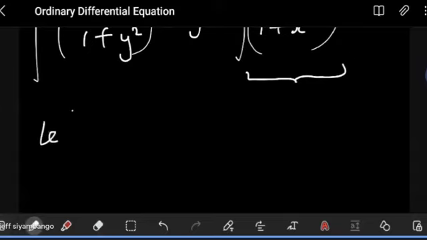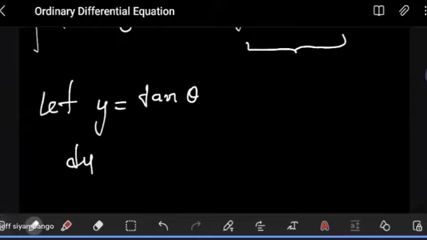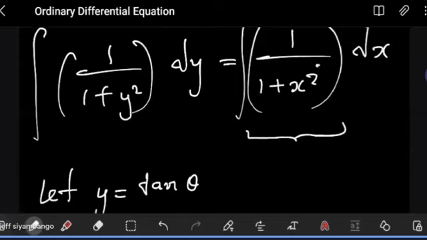Just say let y be equal to, the first part is a 1. Had it been a number, I would have just said the square root of that number, then tan. So this is just going to be 1 tan theta. So if y is equal to tan theta, then dy will have to be equal to sec squared theta d theta. So the two things that you needed. Now you can make the substitution.